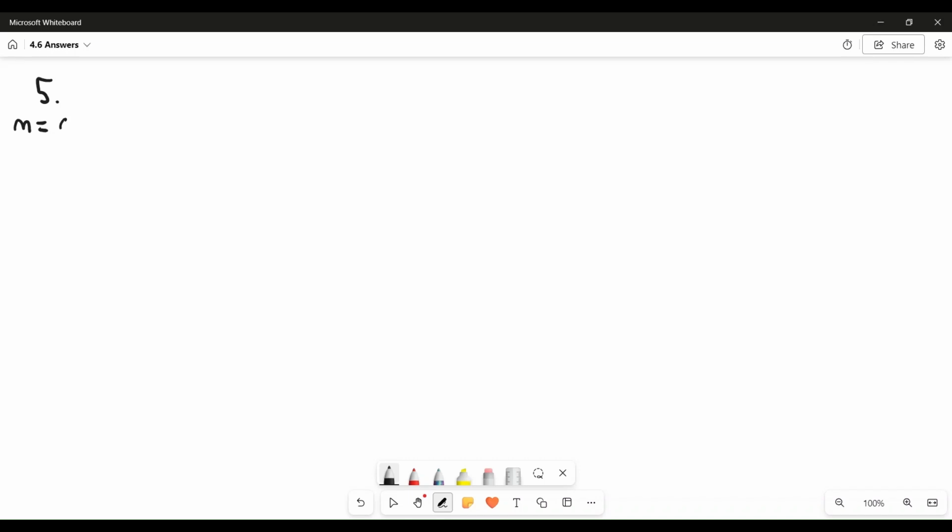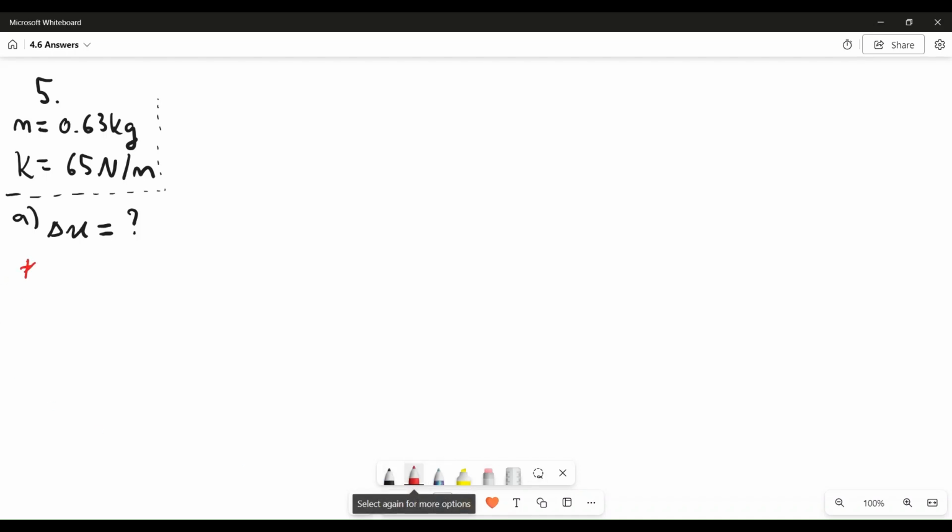But if we're given a mass of 0.63 kilograms, and we're also given the spring constant, which is 65 newtons per meter, so these are our givens, for part A, what is the distance that the string is stretched? In order to solve that, I'm actually first going to make a free body diagram.